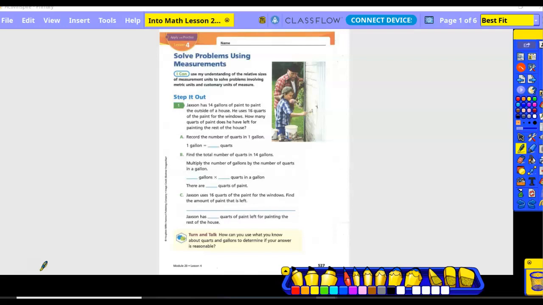So step it out. Number one, Jackson has 14 gallons of paint to paint the outside of a house. He uses 16 quarts of paint for the windows. How many quarts of paint does he have left for painting the rest of the house? First, let's pull out our information. So 14 gallons, and he uses 16 quarts. What am I going to put in a box to let me know if I'm adding, subtracting, multiplying, or dividing? Left, right?